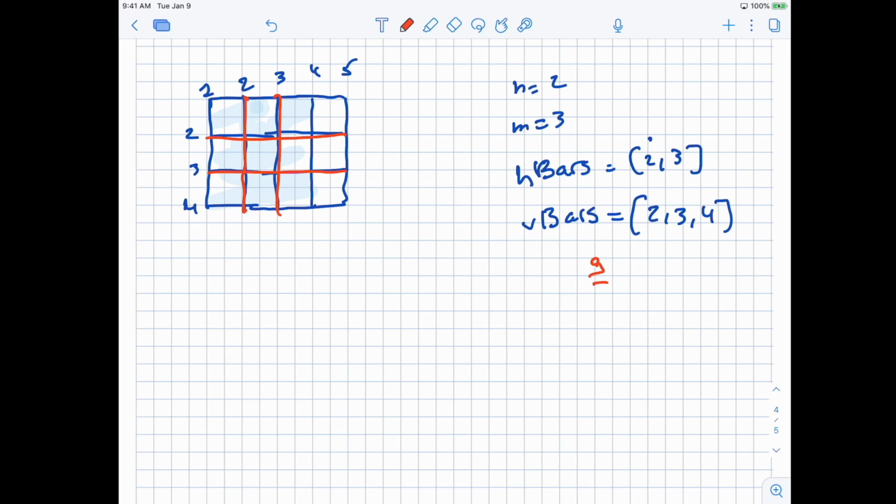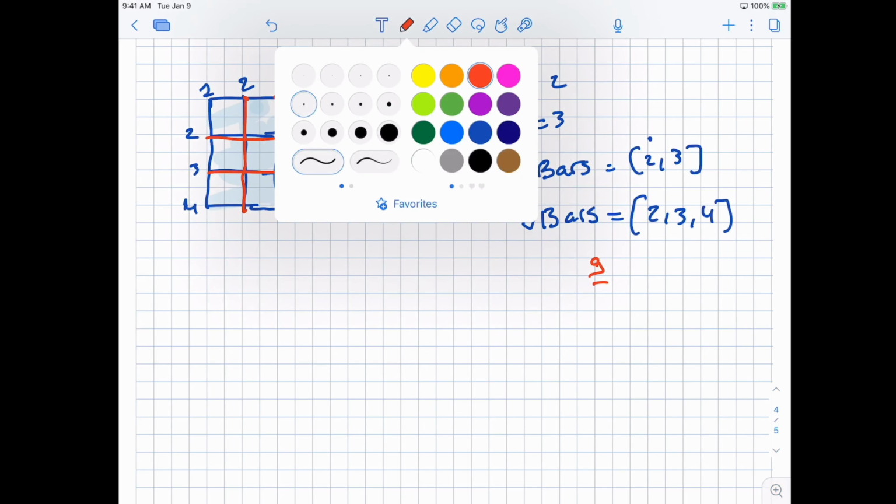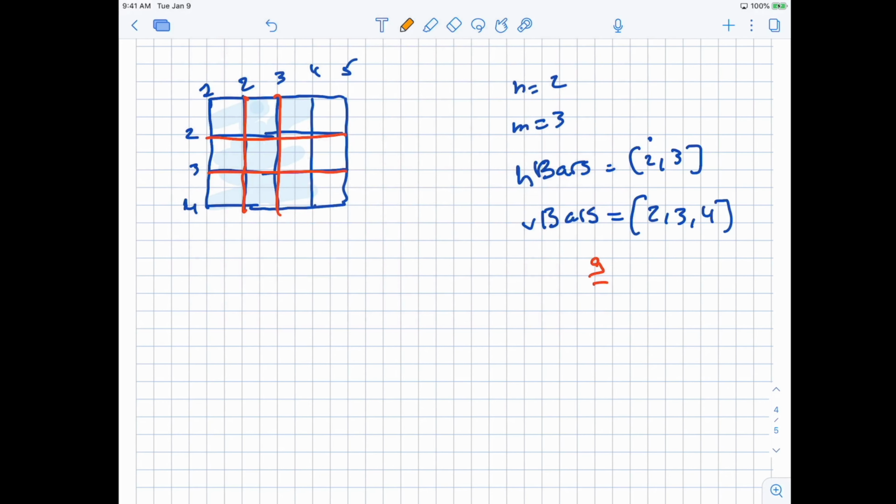The other option is, let's not take bar 2, and so if we don't do that, then we would get this area, which is also 3 by 3. So we'll get actually this area, which is 3 by 3, so still 9. So the best we can do is 9. Okay, so what can we extract from this?